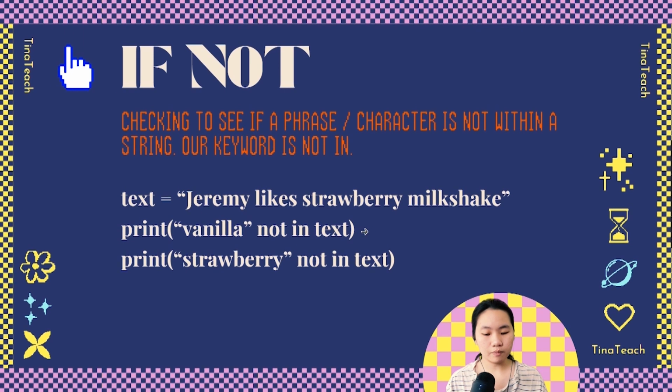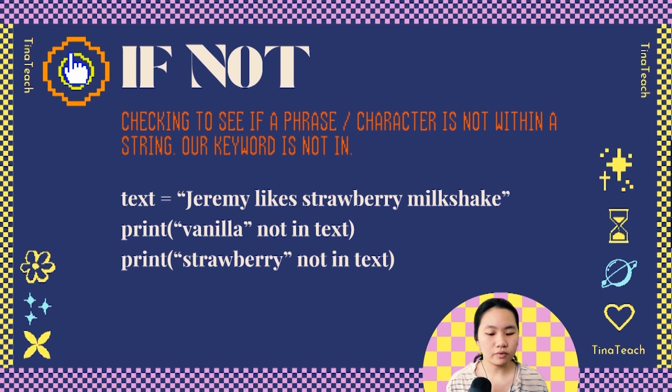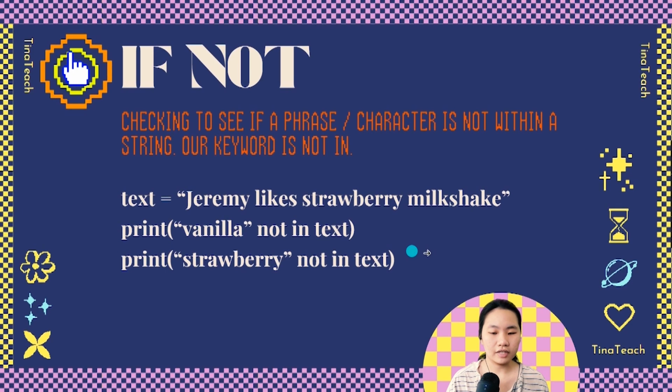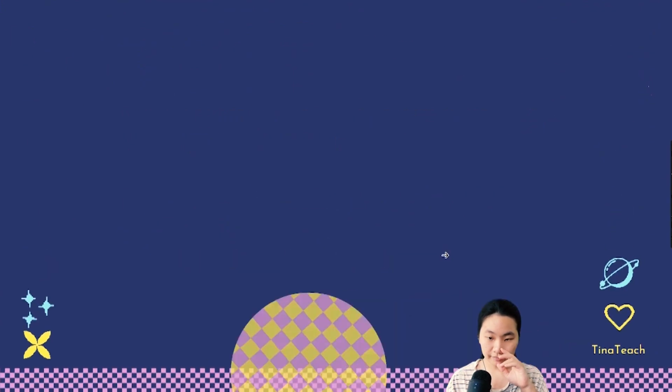So for the first part, this would return true only if vanilla is not within text, which it isn't, it's not. So this would return true. And for the next line, print strawberry not in text. But strawberry is in text, right? So this would return a Boolean value of false. Get the idea, okay? Next part.